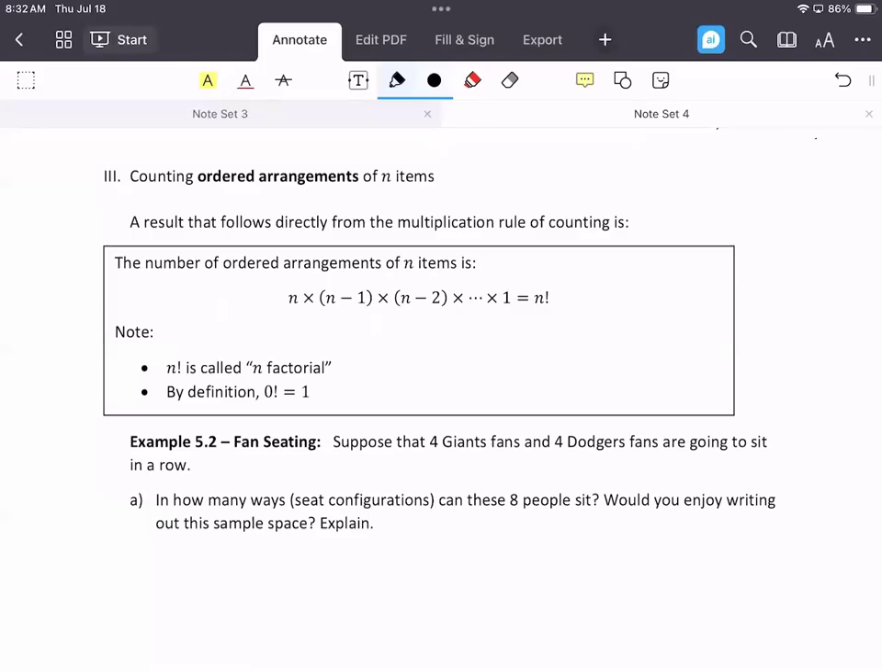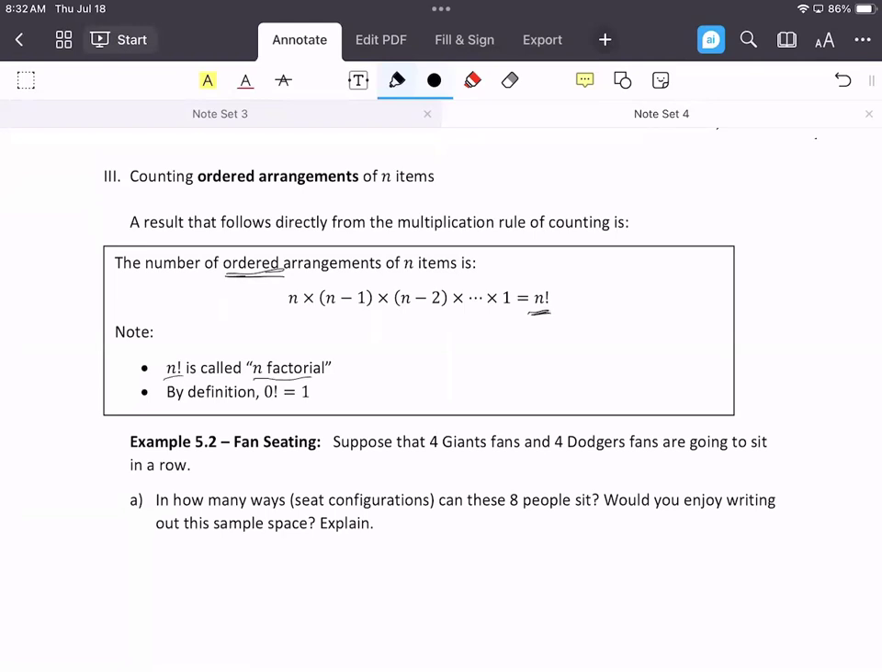Now let's talk about counting ordered arrangements of n items. What comes from the multiplication rule of counting is the number of ordered arrangements of n items. Notice there's a different word here: order is involved. The number is n times n minus 1, so go down by 1, times n minus 2, times all the way down to 1. This is defined as n factorial.